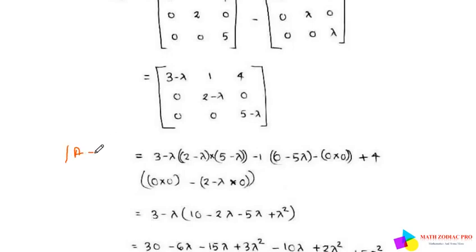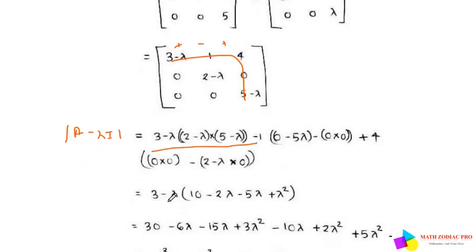So, 3 minus lambda into this one. Cutting the corresponding rows and columns, we get 2 minus lambda into 5 minus lambda, so 0 into 0 means 0. Next one is minus 1. We know the order is plus, minus, plus. So minus 1, with the corresponding rows and columns, we get 0 into 5 minus lambda equals 0, and 0 into 0 equals 0, so this value we get 0. Plus next one, corresponding rows and columns, 0 into 0 minus 0 into 2 minus lambda. So we get this value only.